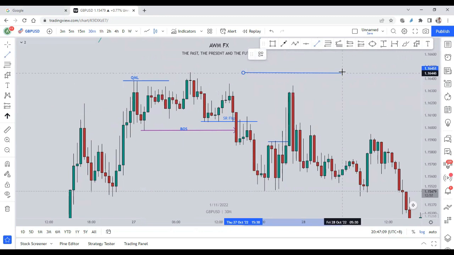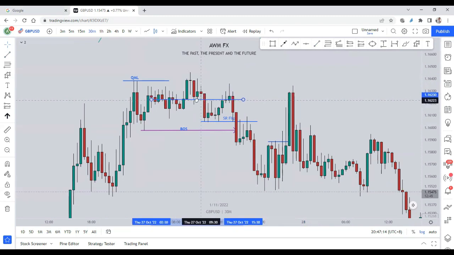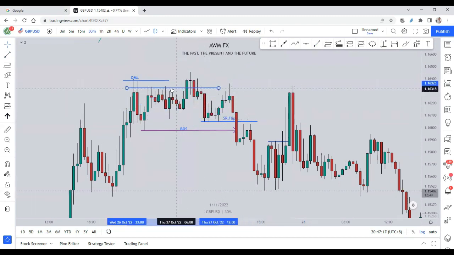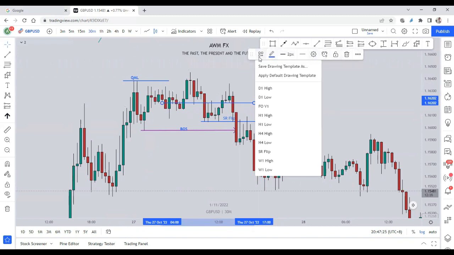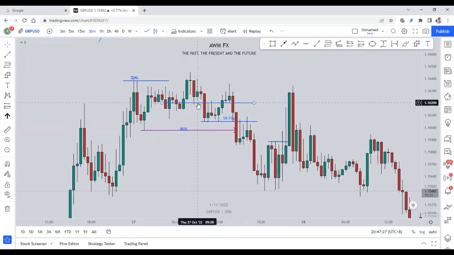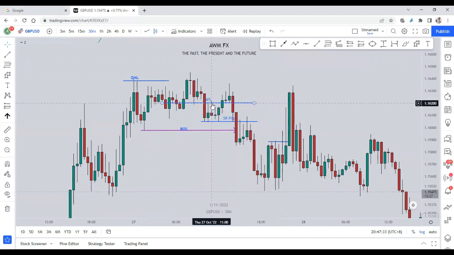My way of getting an MPL is very simple. I get a horizontal line and move it to an area where there is a lot of rejection before the break of structure. So this area will be my MPL. I don't have an MPL here. Okay, this will be my MPL. The reason is that if you look at it, there is a lot of rejection from the top and the bottom. As the price moves, there is a lot of rejection. This price is actually moving sideways, goes up and then drops.